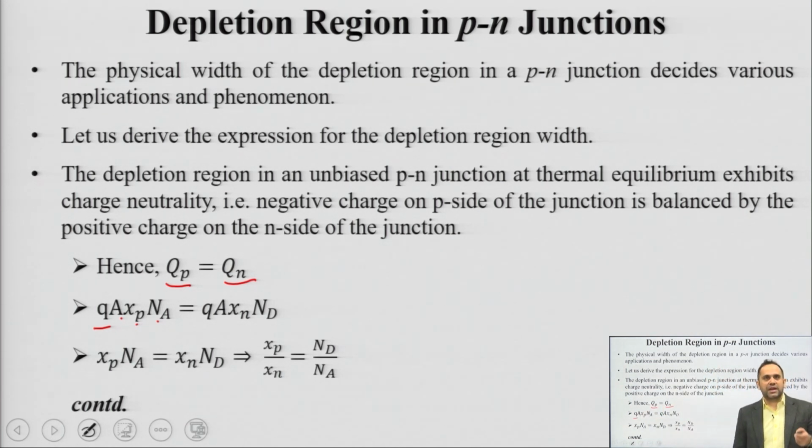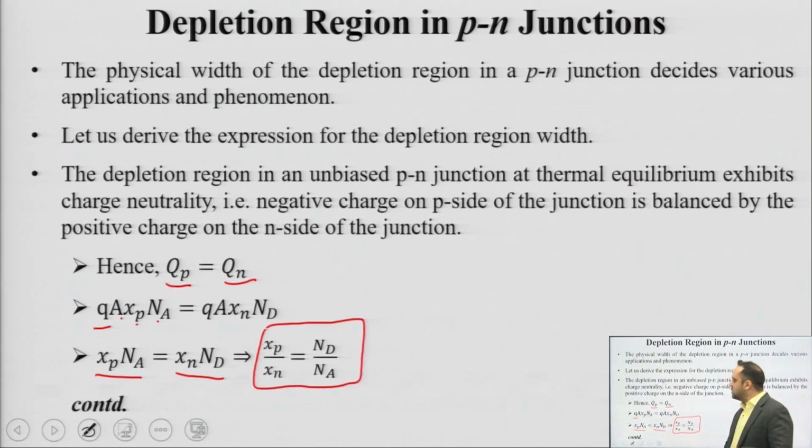Okay. Remember that for acceptor ions, each atom accepted 1 electron. For donor ions, initially each atom donated 1 electron. So, each ion, whether acceptor or donor, will have a charge of 1 Q. Okay. So, this is how you get the charge on the p side equal to the charge on the n side, and this is the ratio you get. This basically also tells you if you increase doping, you reduce the width. If Na increases, Xp reduces, if Nd increases, Xn reduces. So, whichever side you increase doping, you reduce the width.